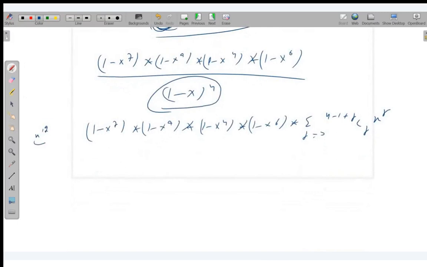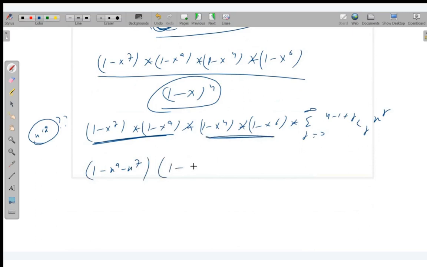x power 12, I have to find the coefficient of x power 12 from here. No need to do lengthy steps, simply solve it and get the answer. So I will multiply them first. What will be our answer? 1 minus x power 9 minus x power 7. Just leave it because it will be more than 12. Now solve it: 1 minus x power 6 minus x power 4 plus x power 10, I have to write.